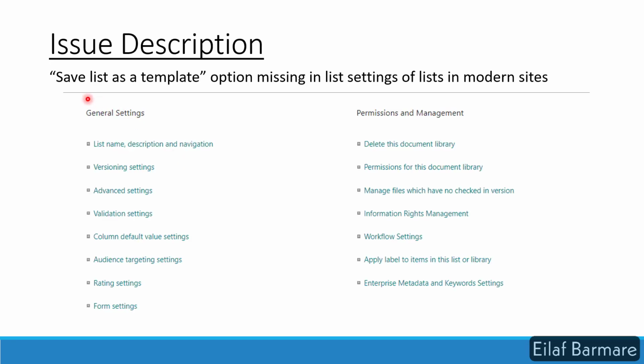So the issue is very simple. Save List as a Template option is missing in the list settings of a list in modern team site. I'll quickly switch back to my test lab and show it to you how it looks like.